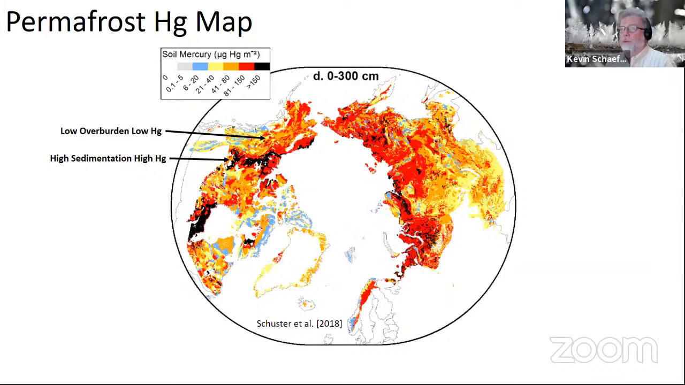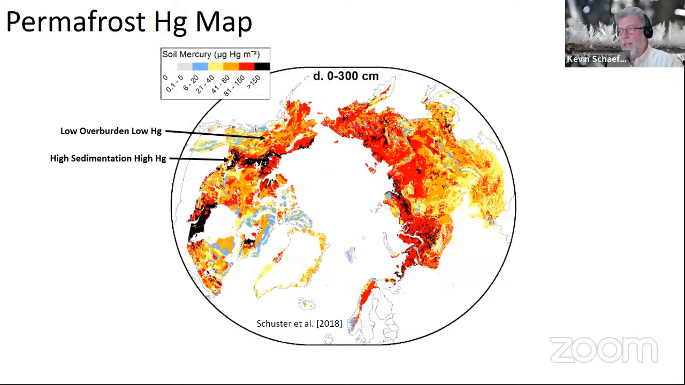But in other areas where you have very low overburden, like in mountains, where that's the source of the sediment, all the sediments have been eroded away. And so you don't see a lot of mercury there because there's not a lot of carbon.